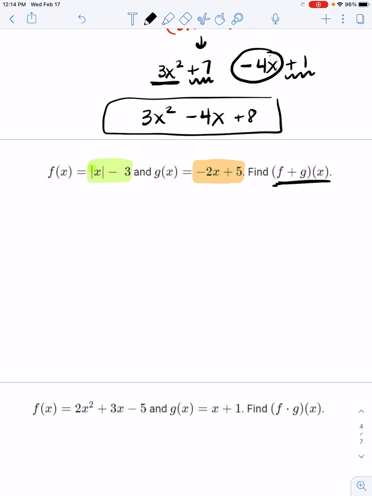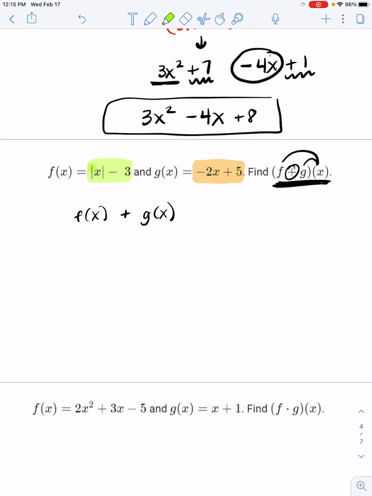So again, don't let this notation screw you up. It just means take f of x and add it to g of x. So I'm going to write that out: f of x plus g of x. I'm just adding my two functions together.